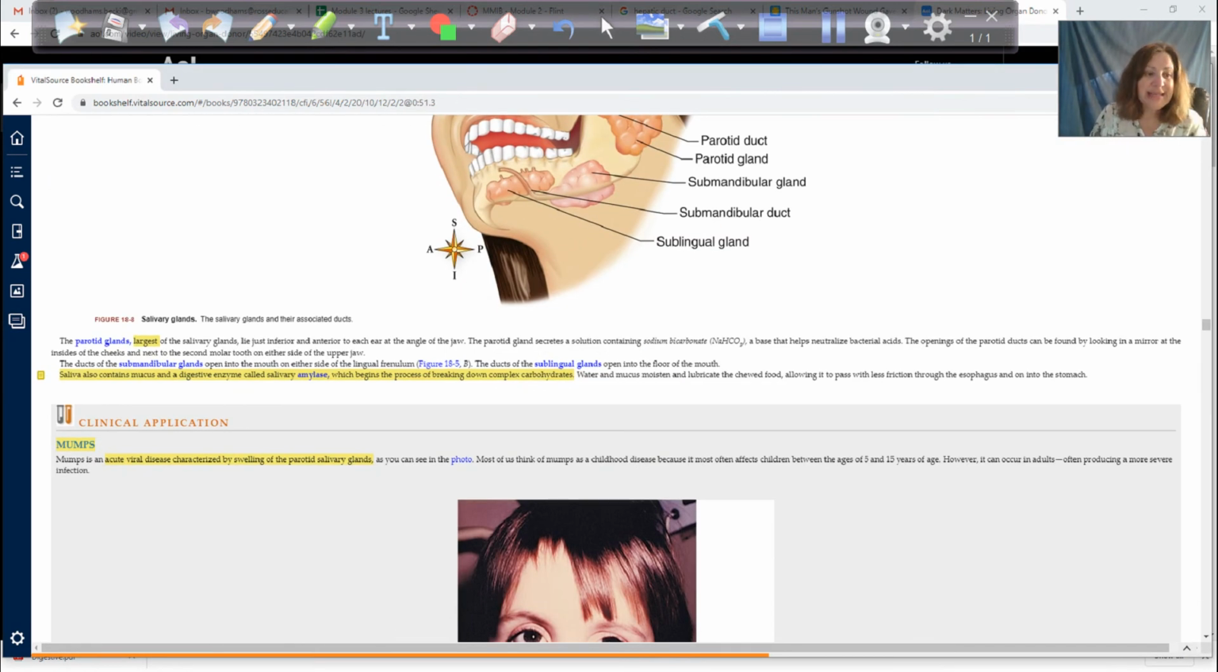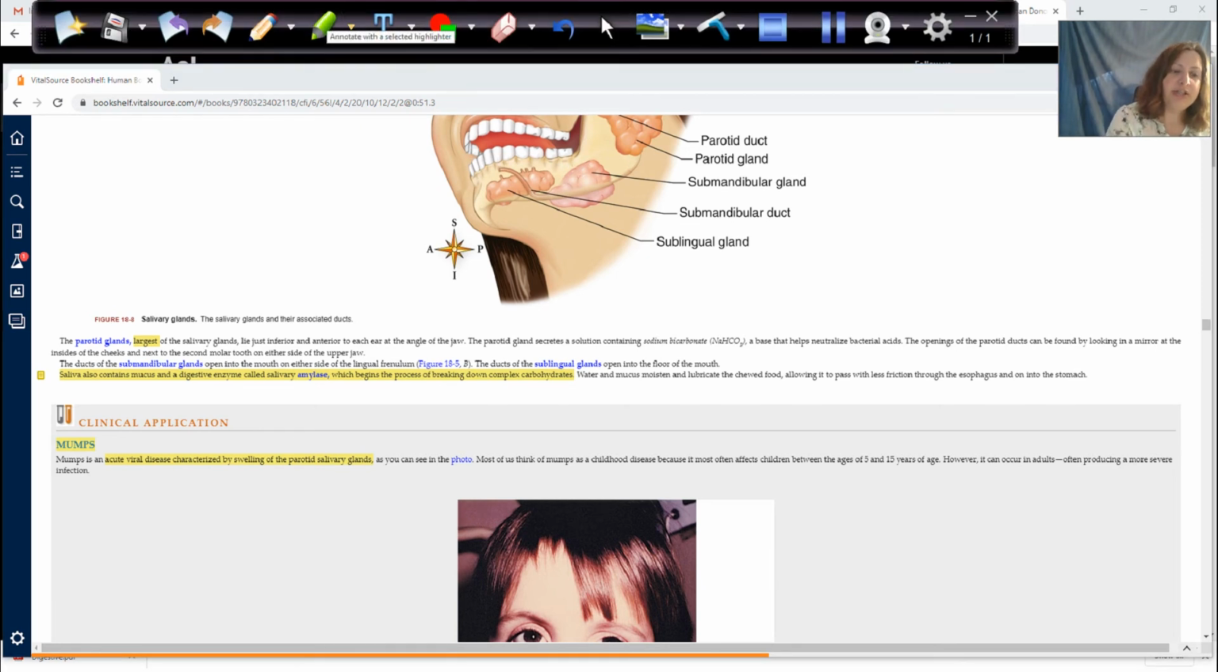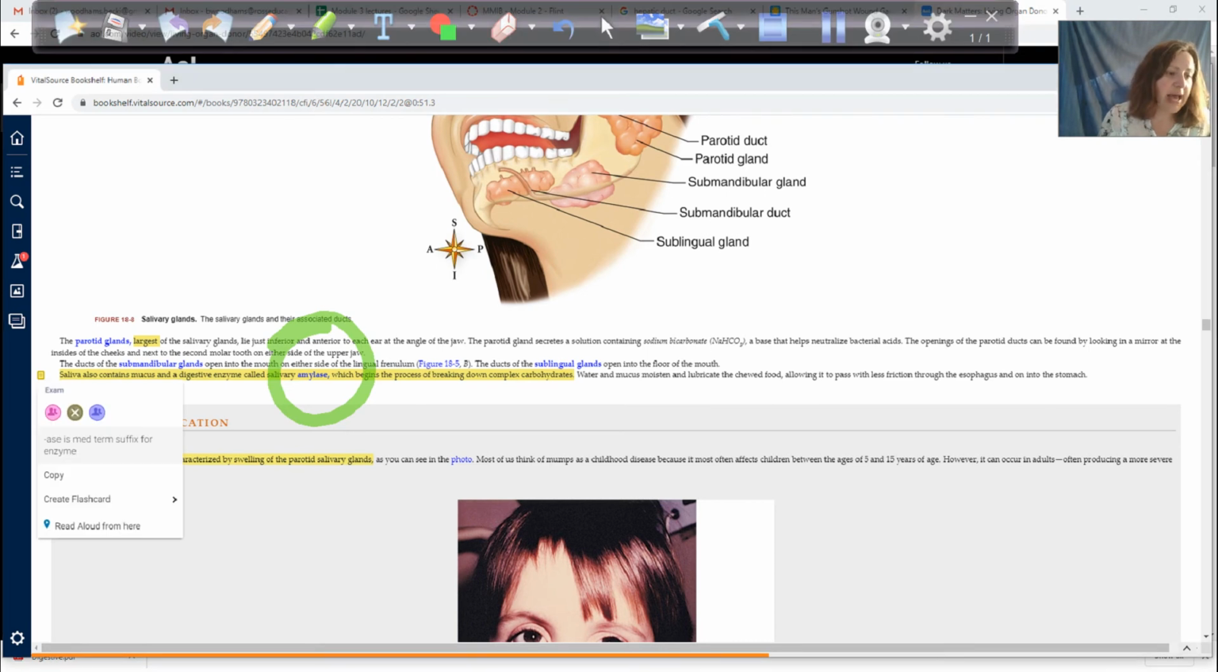The parotid is the largest of our salivary glands. The saliva secretes what's called salivary amylase. Amylase is an enzyme that breaks down carbs. And so that's part of that chemical digestion that happens right there when we first put our food in our mouth. I also have a little note here off to the side.